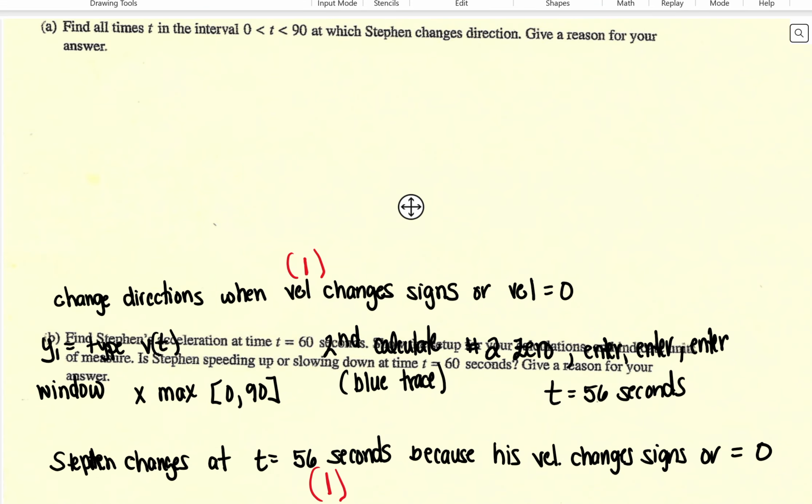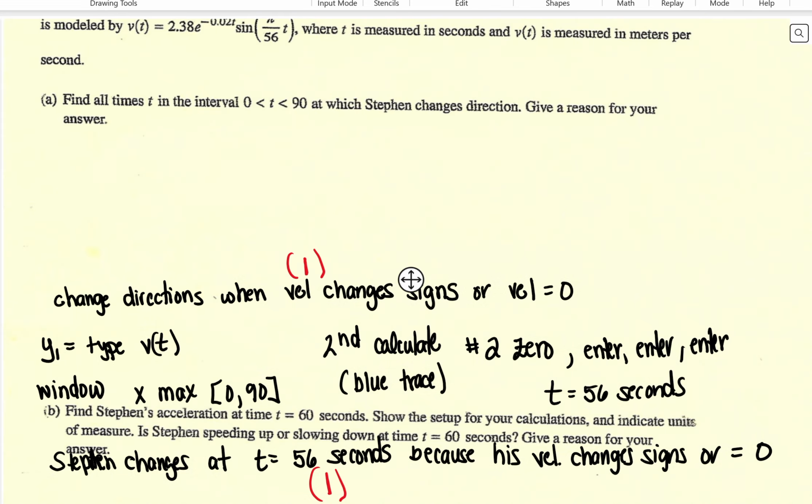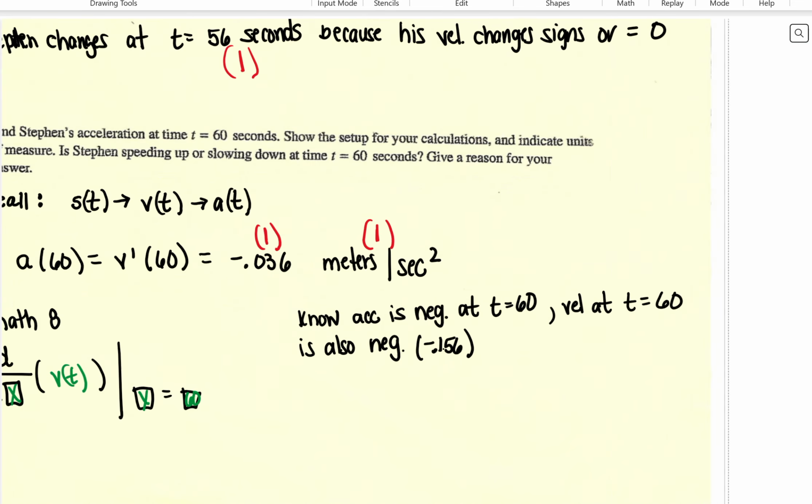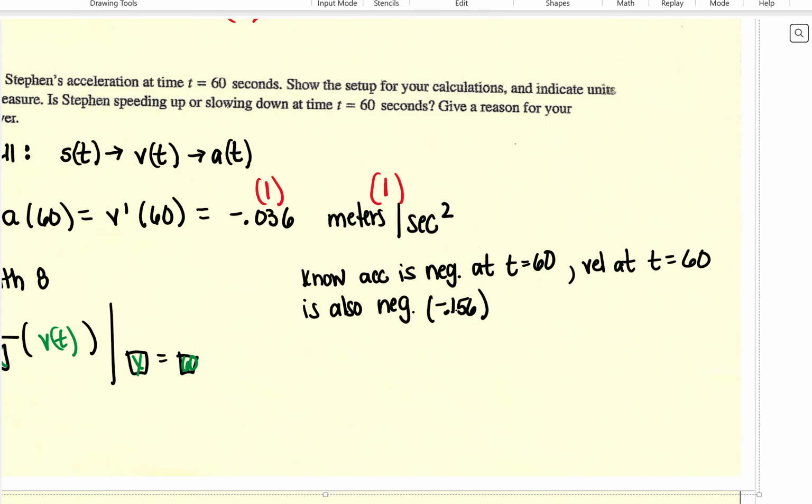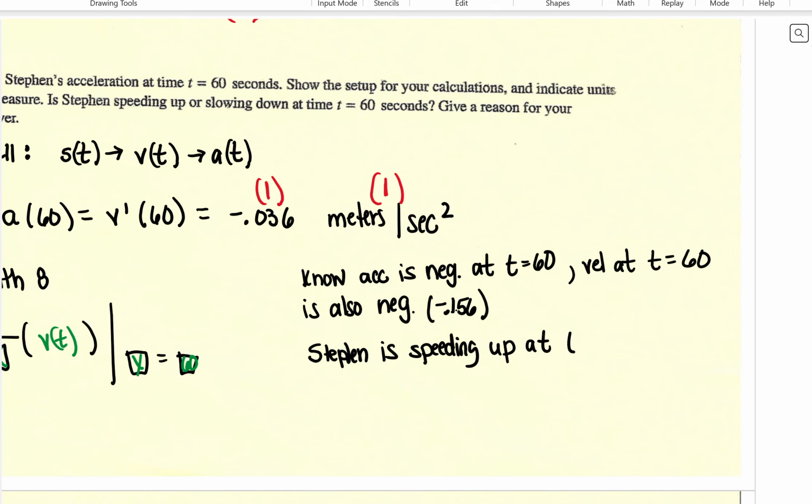All right, so I know that the acceleration is negative. I know that the velocity is negative. Since they have the same signs, Stephen is speeding up at t equals 60 because both acceleration and velocity are negative. They have the same sign.